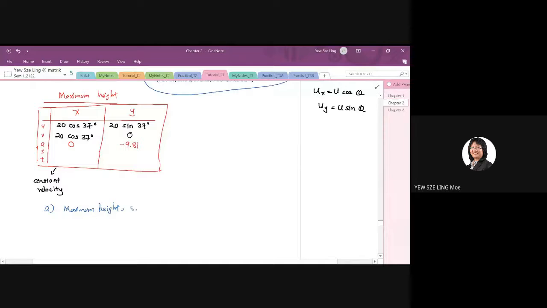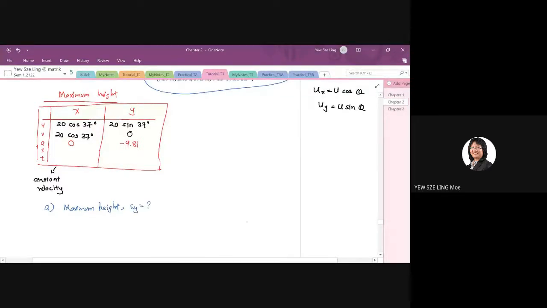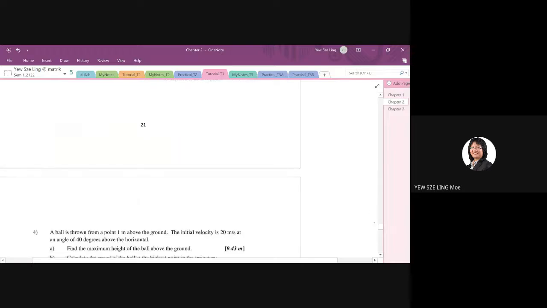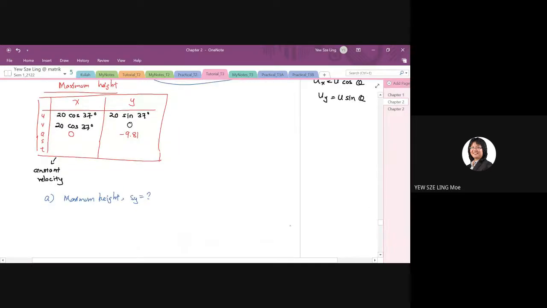Sy is equal to unknown. So can we find Sy? Well, you can. If you look at the table, now you have Uy, you have Vy, and then you have Ay, and you want to calculate Sy. Obviously you can calculate it.